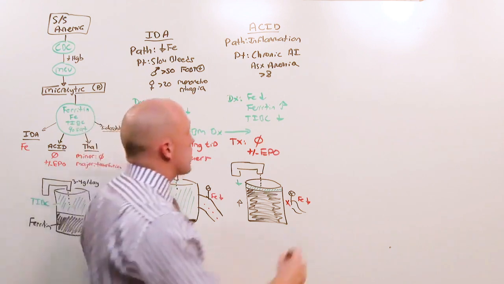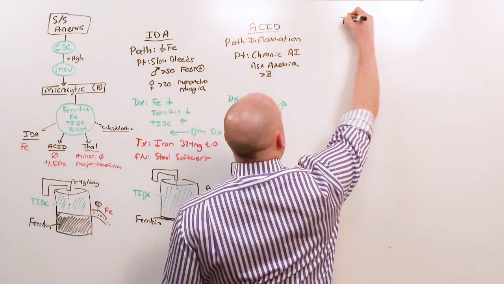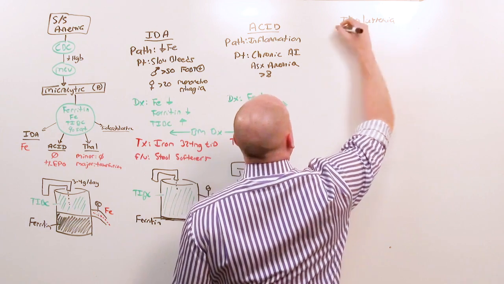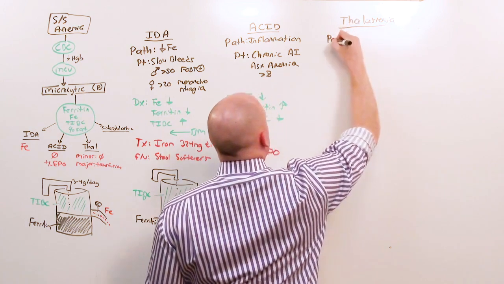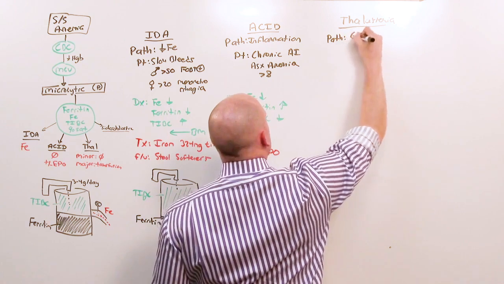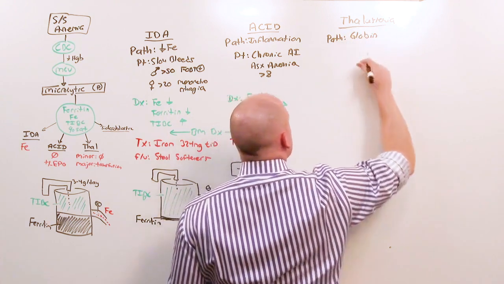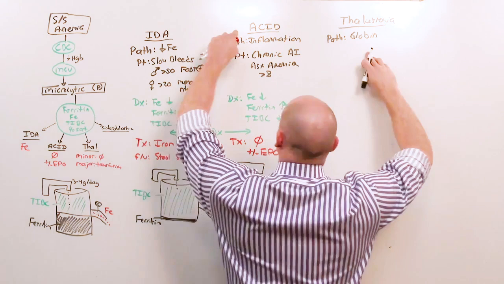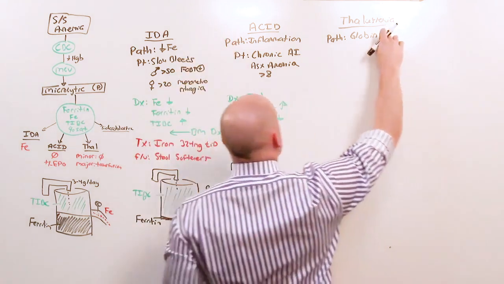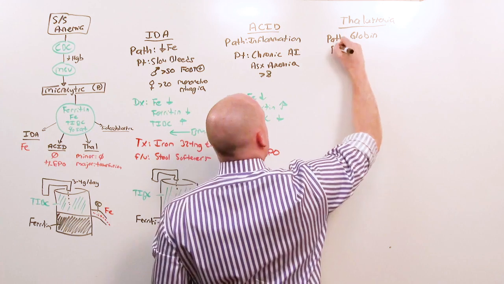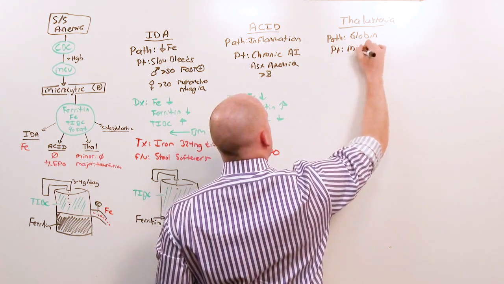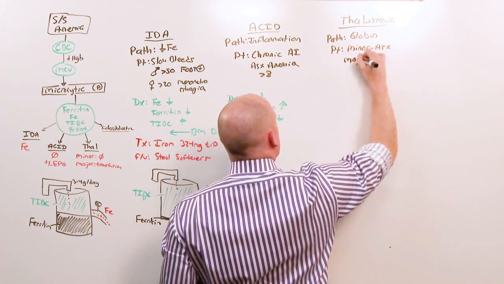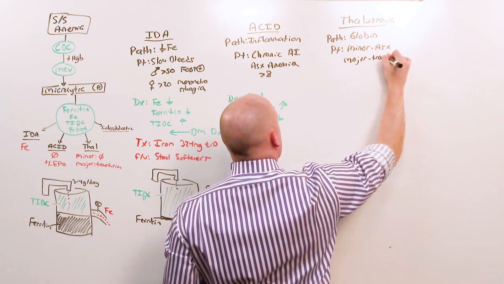Changing gears, let's talk about the thalassemias. The pathology of the thalassemias is that there is a problem with globin. That is, there is not a problem with heme. Iron deficiency anemia, anemia of chronic inflammatory disease were heme problems. Thalassemia is a globin problem. And you're going to see two types of patients. Minor patients who are asymptomatic and major patients who are transfusion dependent.